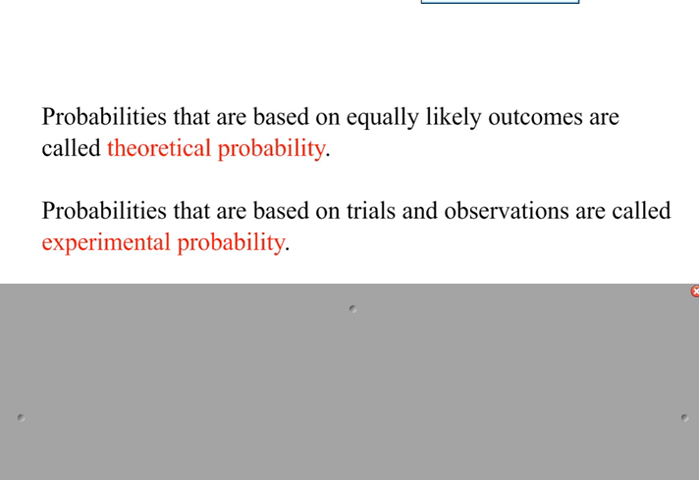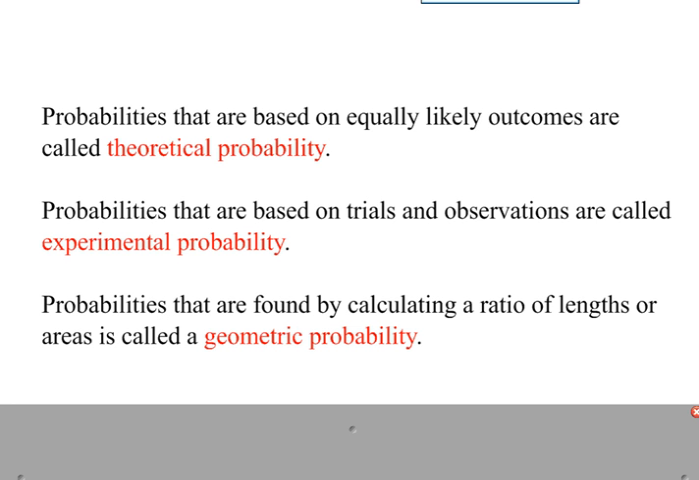Probabilities that are based on trials and observations are called experimental probability. And probabilities that are found by calculating a ratio of lengths or areas is called a geometric probability. Today we're going to take a look at an example of experimental probability and an example of geometric probability.